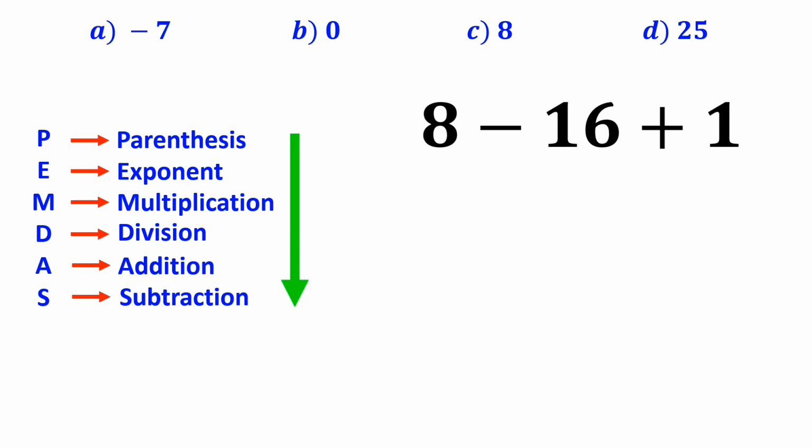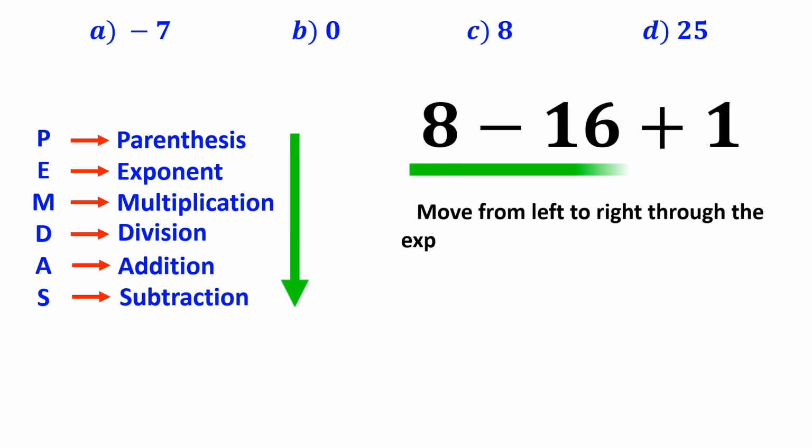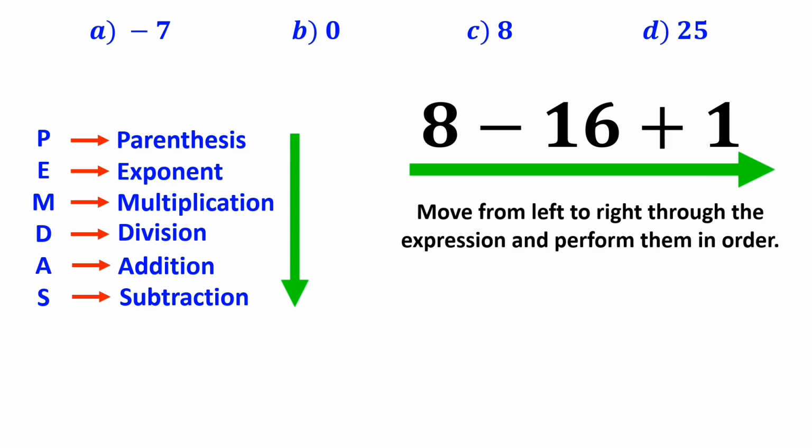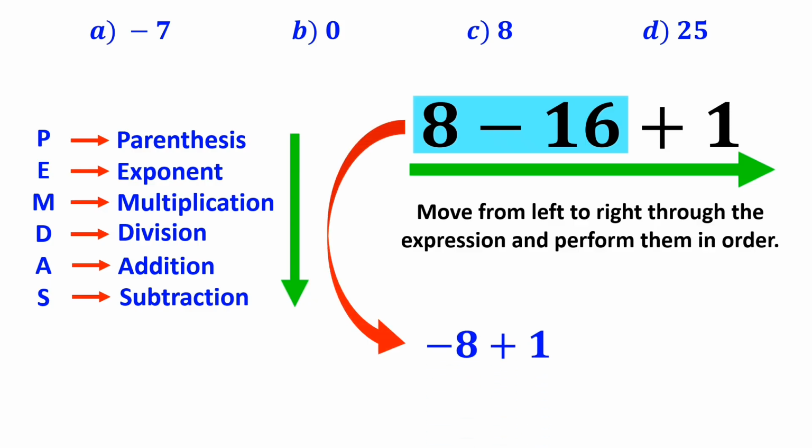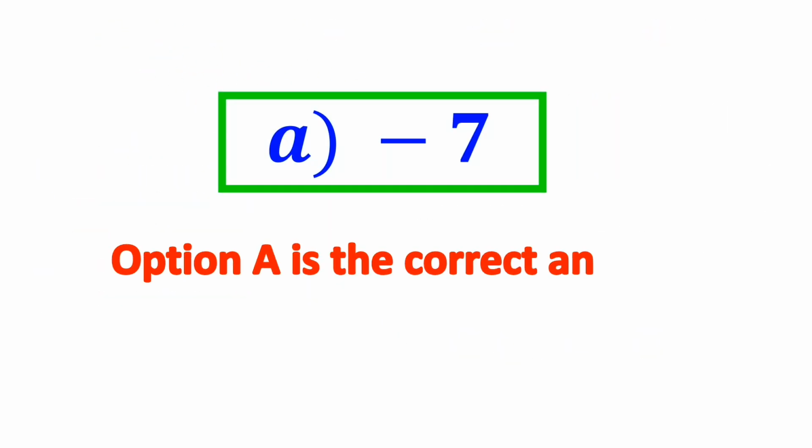And the best thing to do here is to move from left to right through the expression and perform them in order. So, first we do the subtraction between 8 and 16, which simplifies the expression to negative 8 plus 1. And finally, the value of this expression is equal to negative 7. Therefore, option A is the correct answer to this question.